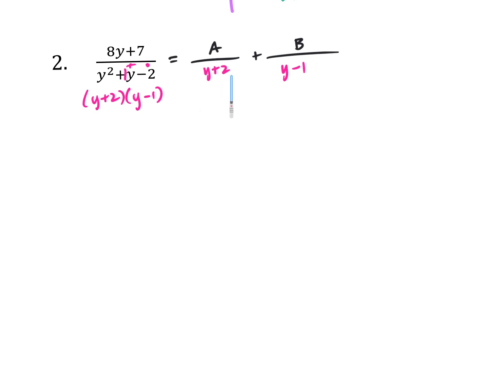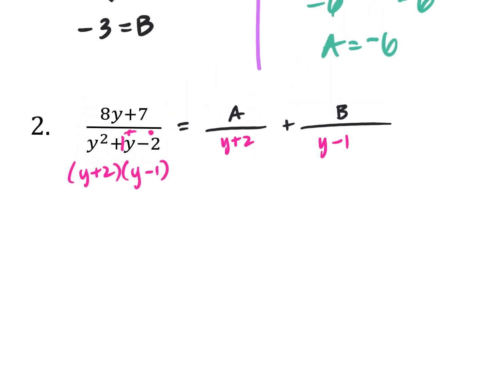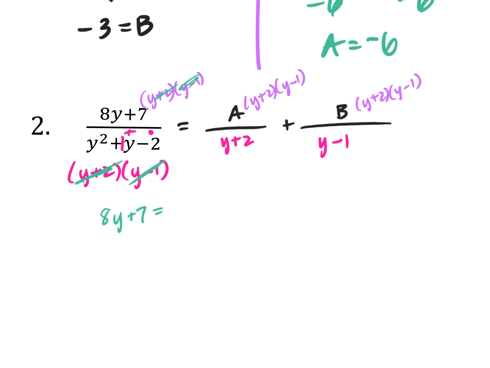I'm just saying, what two fractions do I add together to get this? What could we multiply everything by? All right, this guy needs a y plus 2 and a y minus 1. So does this guy. And so does this guy. Okay, people. What's going to happen with this y plus 2 and this y plus 2? And that y minus 1? They're gone. What's left on the left side? 8y plus 7. Thank you, sir.